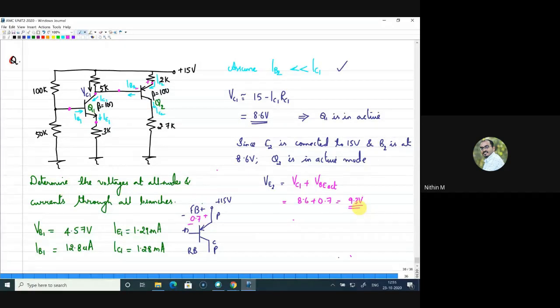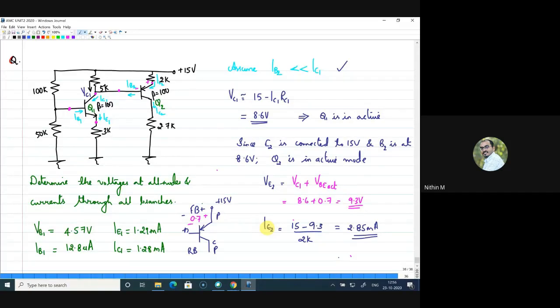Now, since I know VE2, I can easily find IE2. IE2 is the current flowing here, that can be written as 15 minus VE2, which is 9.3, divided by 2K. That will give you IE2. So what is IE2? Can someone calculate? Let me write the answer. It is 2.85 milliamps. So I'll get IE2 as 2.85 milliamps.